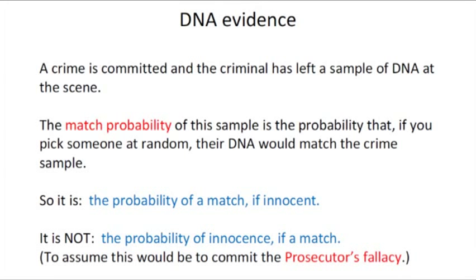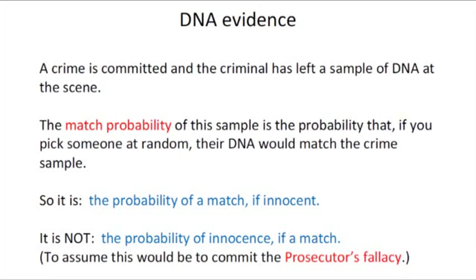Now, a person chosen at random is almost certainly innocent. And so this match probability is, in effect, the probability of a match, if innocent. What it is definitely not is the probability of innocence if a match. But that second probability is the one that the jury's interested in, because they see the accused before them who is known to be a match, and they must decide whether that person is innocent.